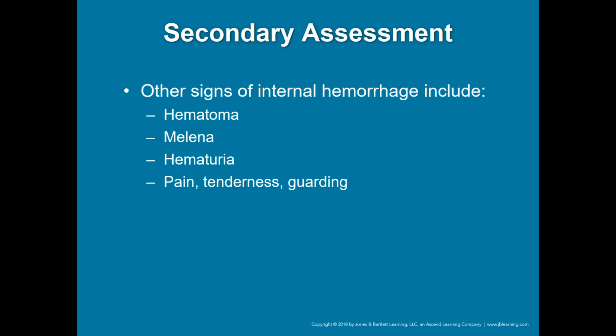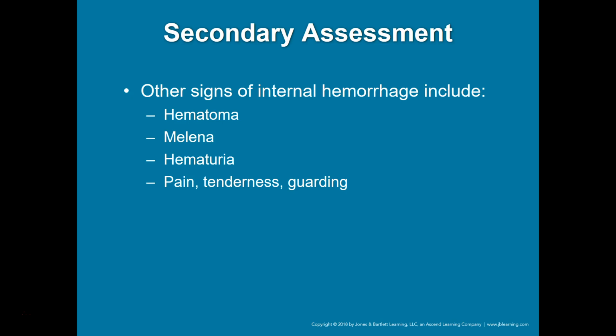Internal hemorrhaging, hematoma, melena, hematuria, and pain and tenderness and guarding. They might have Cohen's sign, which is going to be bruising around the umbilicus. They might have Gray-Turner sign, which is going to be flank bruising. Those are different signs of internal hemorrhaging when they tell you they did sustain an external force, so they got hit with a bat, they got ejected from a car, they got ran over, they got beat up, and you look and you see all that bruising. That's going to be pretty obvious.